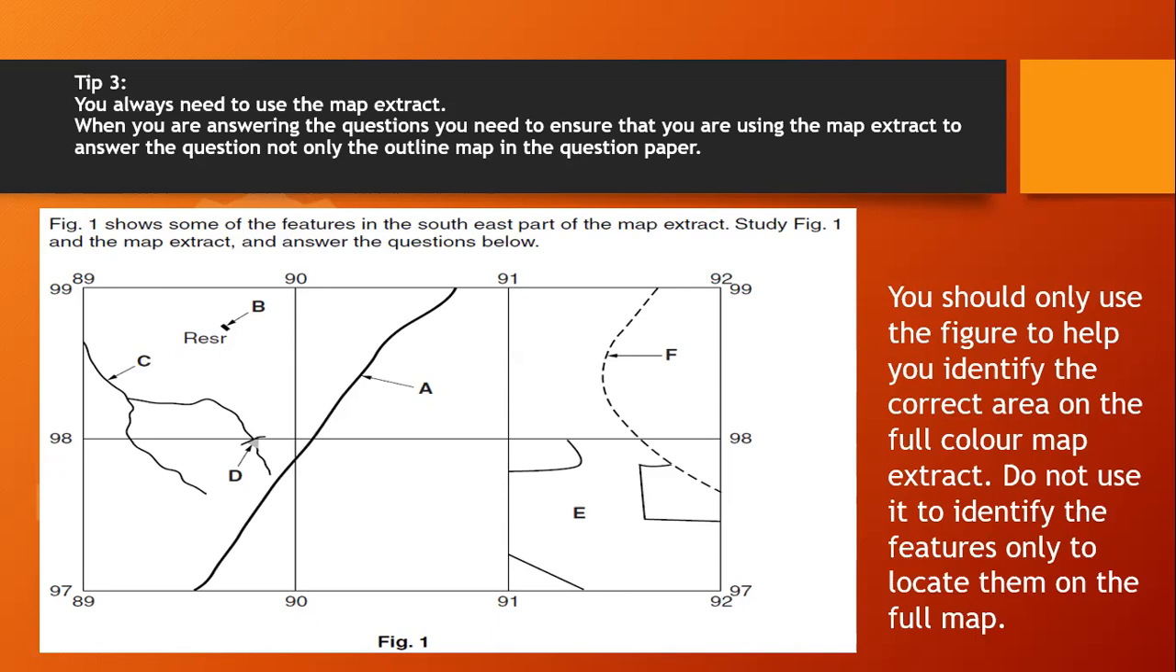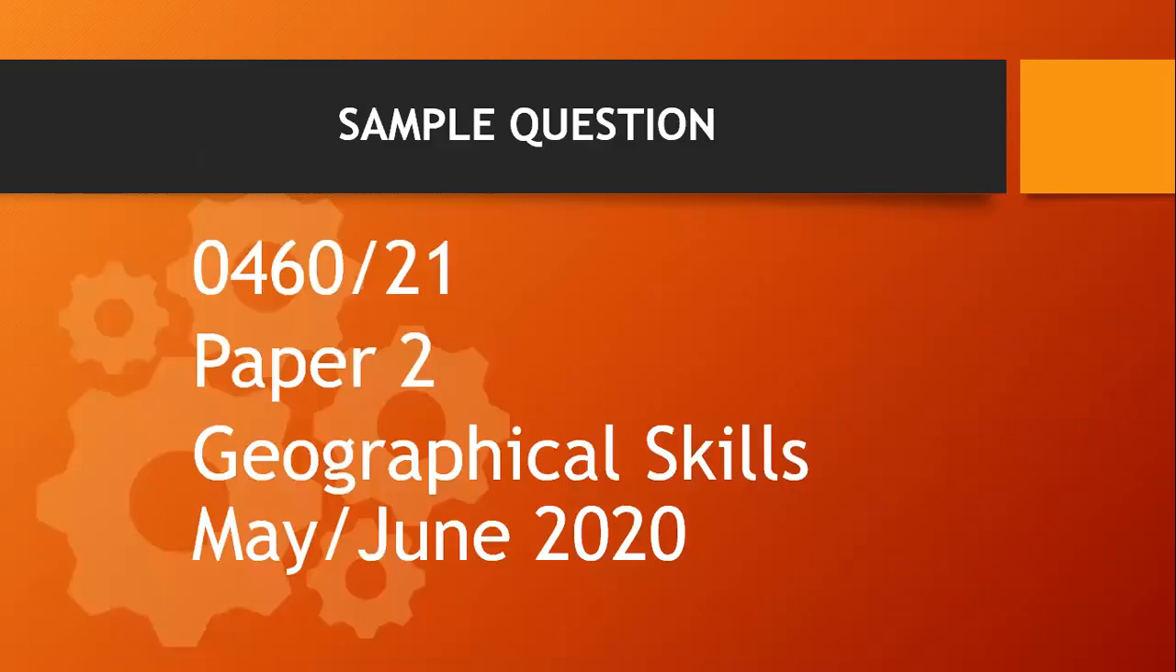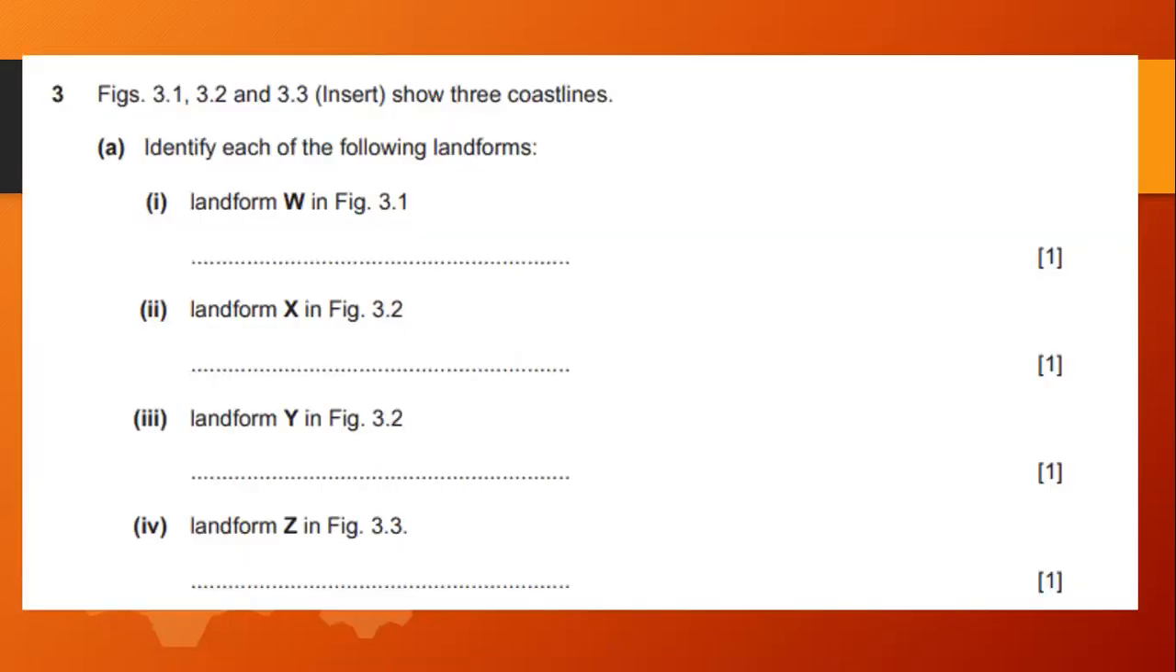Okay, this is the example of the map extract question. Figure 1 shows some of the features in the southeast part of the map extract. Study figure 1 and the map extract and answer the questions below. Okay, now let's look into one of the sample questions of our paper 2, which is taken from May-June 2020 paper 2. Figures 3.1, 3.2, and 3.3 are the insert, which will be given to you printed separately. That is what we call the insert here.